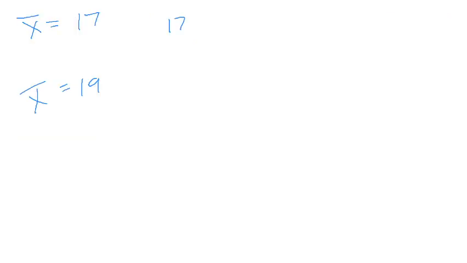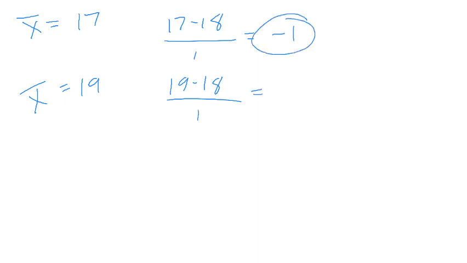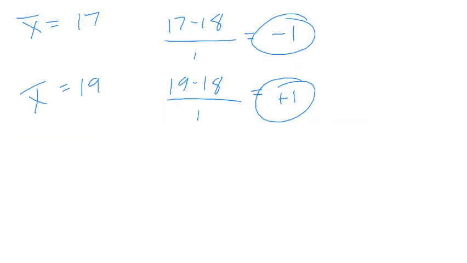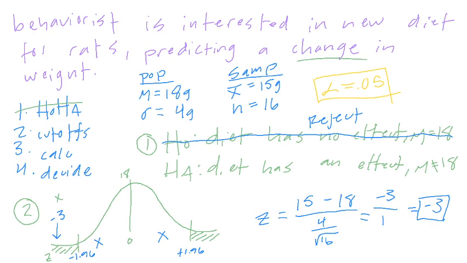So let's go ahead and try this out. If we do 17 minus the mean of 18 over 1, what do we get? If we take 19 minus the population mean of 18 over 1, what do we get? Well, we get a Z of -1 and a Z of +1. Where would these fall on our distribution? If we go back over here, -1 is not in our critical region and +1 is not in our critical region either. So if either of these were to be the sample we were testing, we would come to a different conclusion, right? This would mean that we would retain the null hypothesis. It seems that the diet doesn't have a significant effect on the weight of these rats.